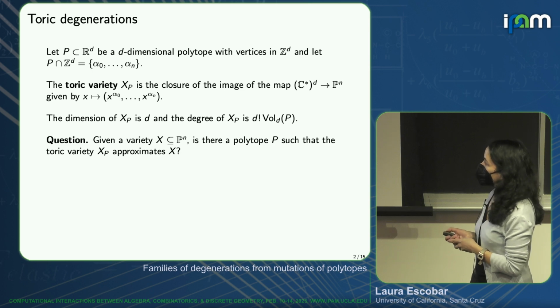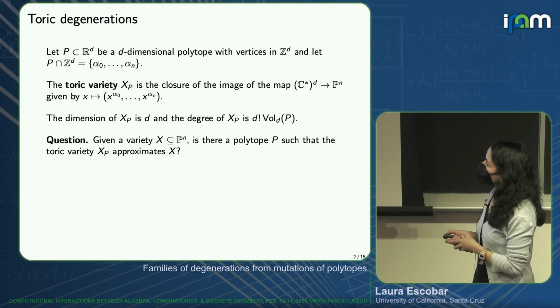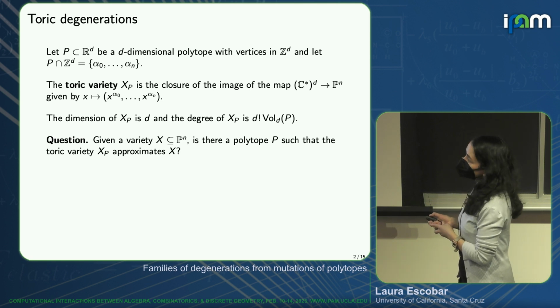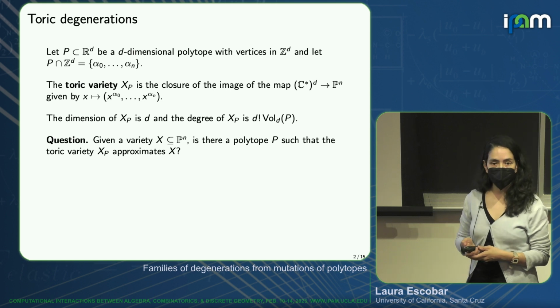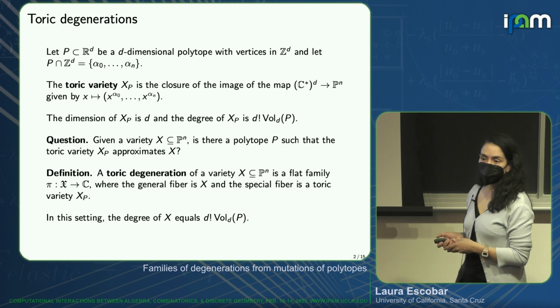And so we would like to generalize this to other cases. If you start with a variety, it's probably not going to be toric. Is there a polytope such that you can approximate your variety using the toric variety, and thus use a polytope to know information about your variety? And so toric degenerations accomplish this.